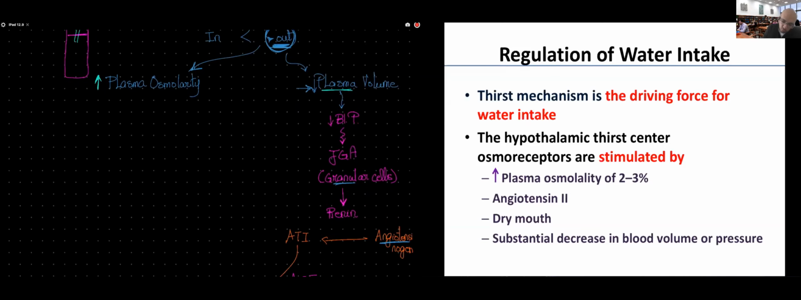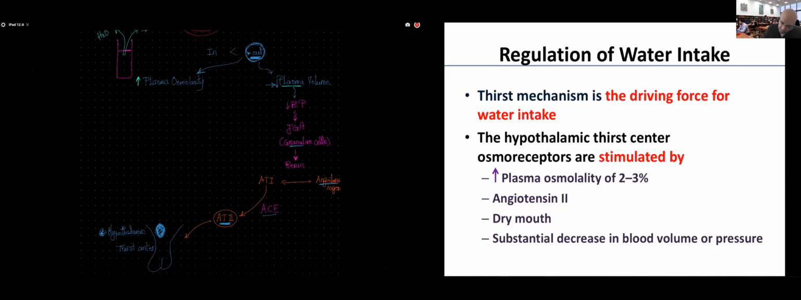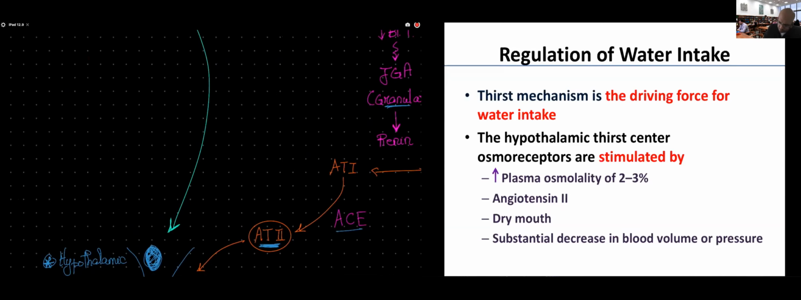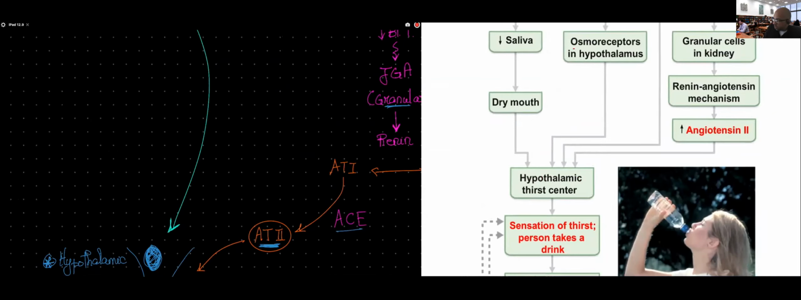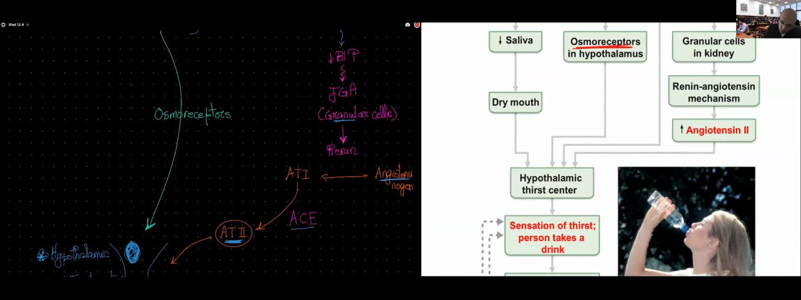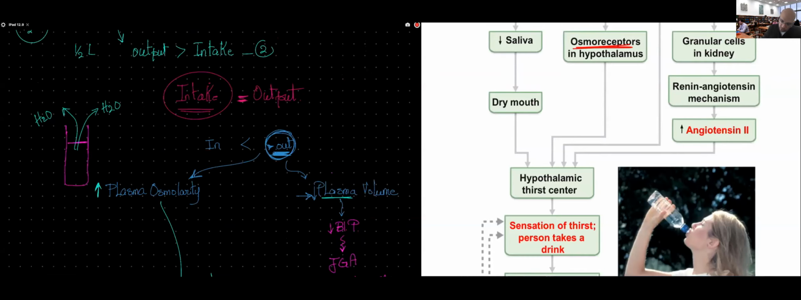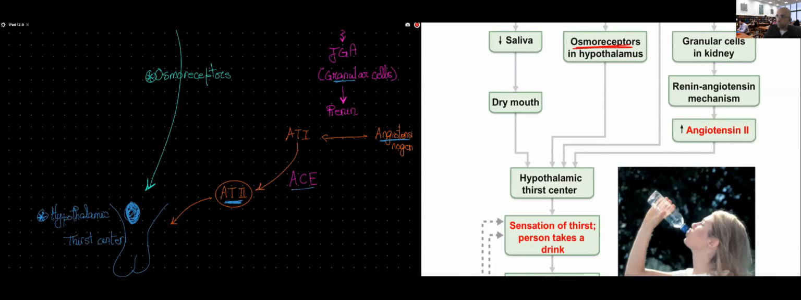High plasma osmolarity will have a direct activation of the hypothalamus through the osmoreceptors. So inside your hypothalamus, you have receptors that are responsible for detecting the increase in the plasma osmolarity. So osmoreceptors detect that you've got an increase in your plasma osmolarity, and they will be sending out the signals to your hypothalamic thirst center for you to get a thirst sensation.